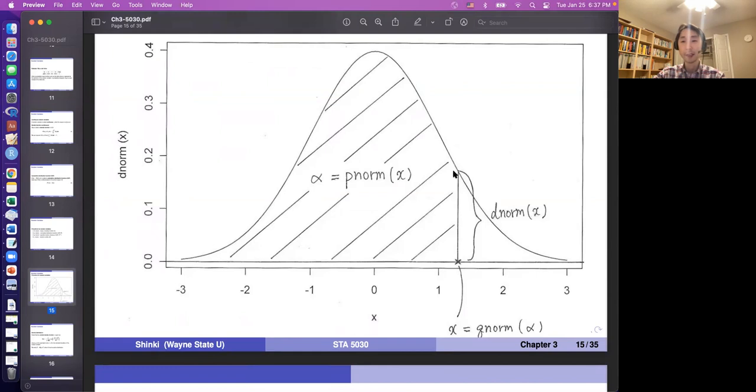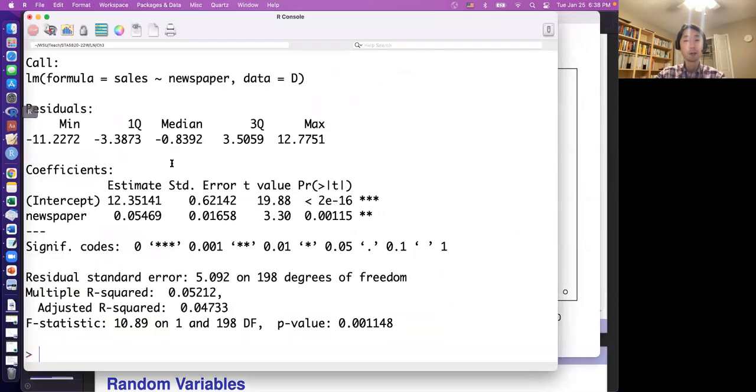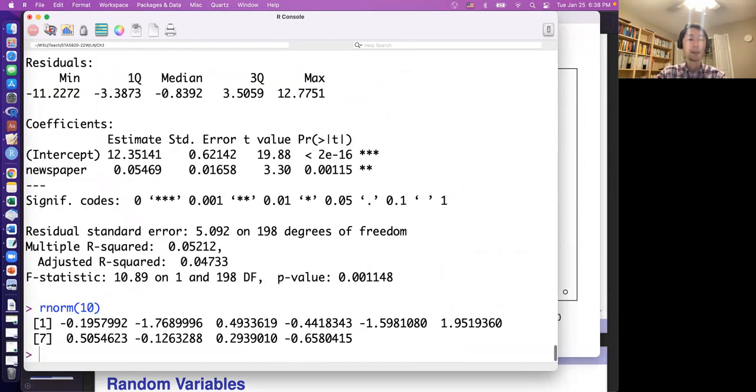dnorm of x, then we can calculate the height at x. And qnorm of alpha: if the area is given, then the threshold x is calculated. So this is a kind of inverse function of P. So x to alpha is P, and alpha to x is given by Q. And R generates random numbers following this distribution. So if you type rnorm, then you can create some random numbers following the normal distribution. So rnorm 10 gives 10 standard normal random variables.